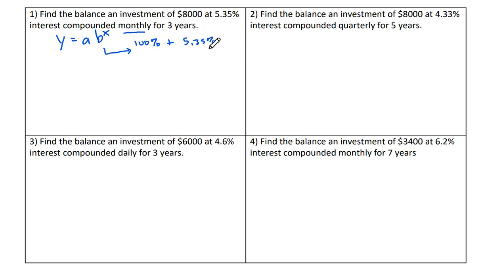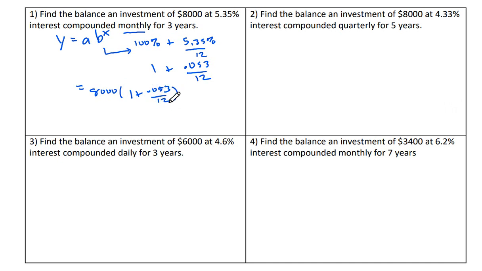But it is compounded monthly, which means we are not going to get all 5.35%. We're going to get a twelfth of it each time, so we need to divide that by 12. So I essentially end up getting 1 plus 0.0535 divided by 12 right there. And I would take all of that and put it into B right there, thus resulting in 8,000 times whatever 1 plus 0.0535 divided by 12 is. I would type all of that in.